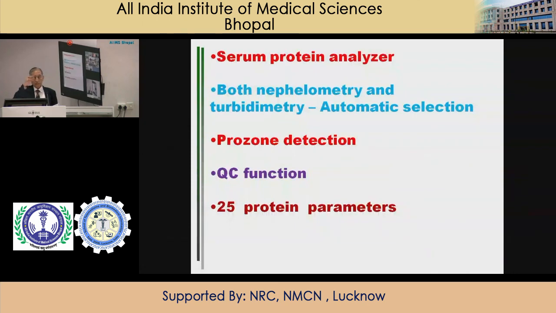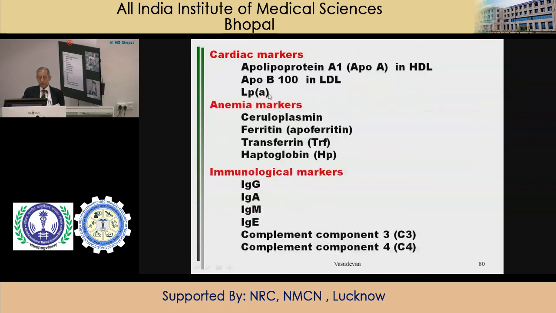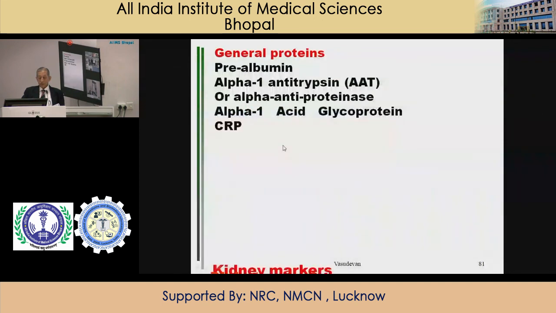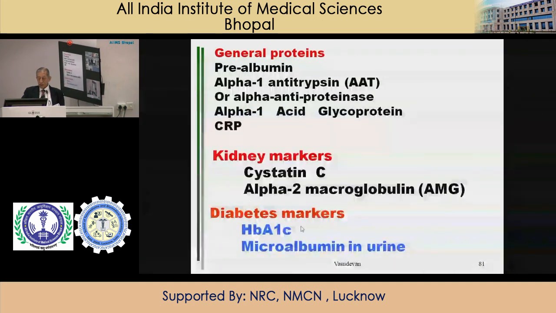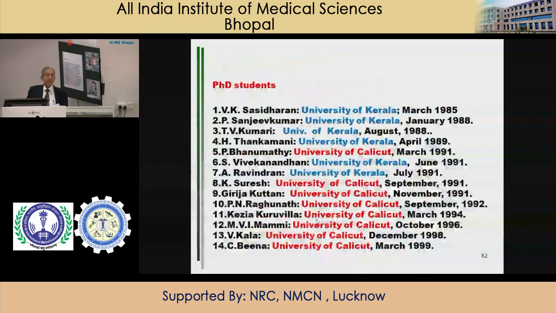About 25 protein parameters, such as cardiac markers, anemia markers, immunoglobulin markers, general proteins, kidney markers, and diabetic markers such as HbA1c and microalbuminuria, can all be identified by this particular machine. A lot of these have been marketed, and they are very easily used in various laboratories. And there are 4 patents also.